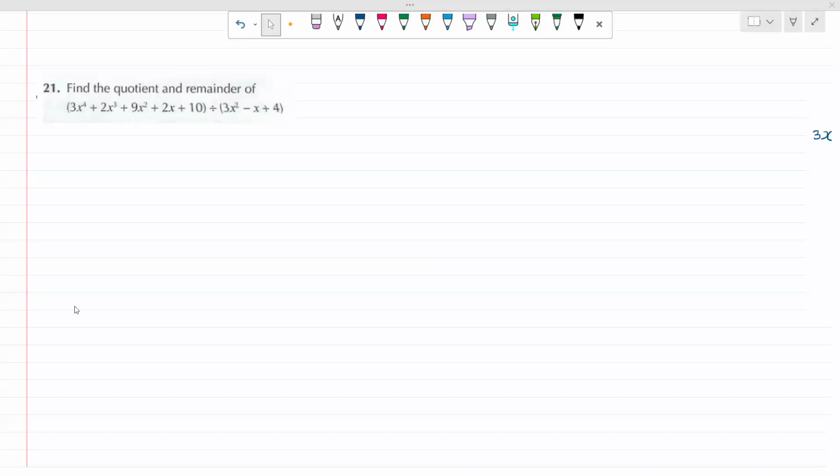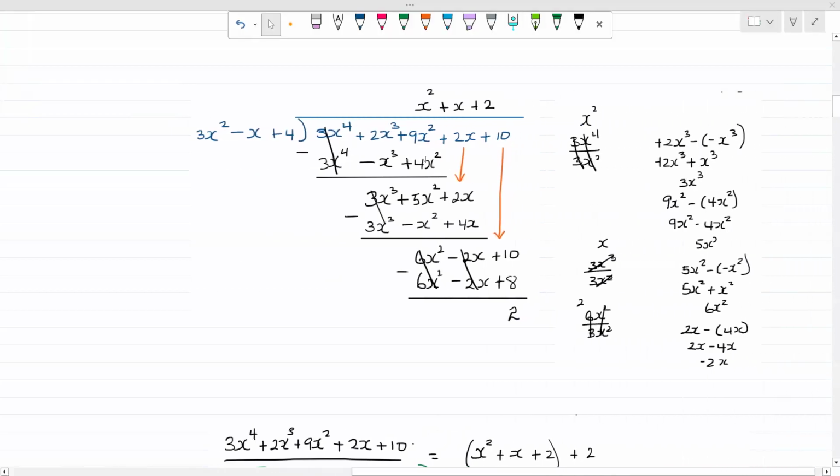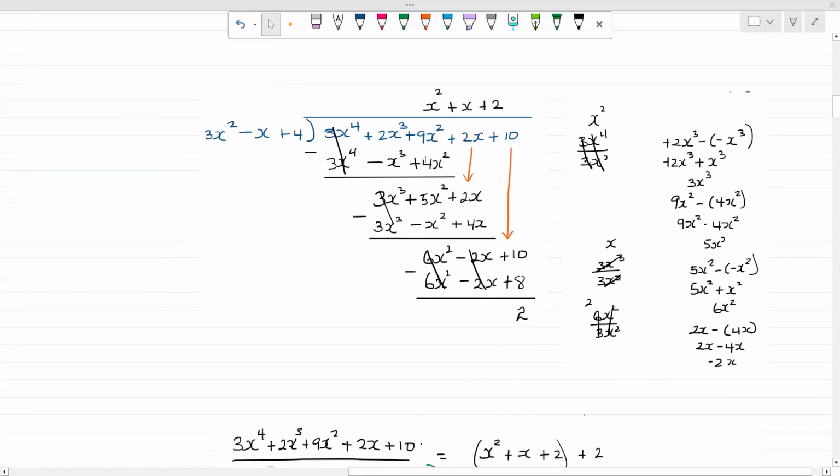All right, so we're looking at the remainder theorem now. Find the quotient and remainder of the quartic polynomial 3x to the power of 4 plus 2x to the power of 3 plus 9x squared plus 2x plus 10 divided by this quadratic here, 3x squared minus x plus 4. So this is what our solution is going to look like.